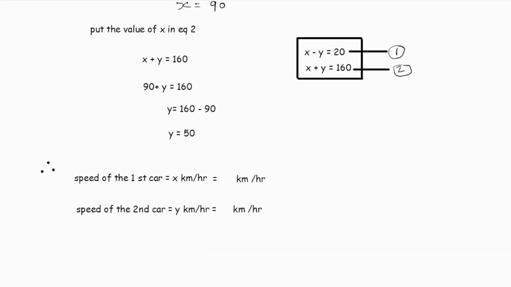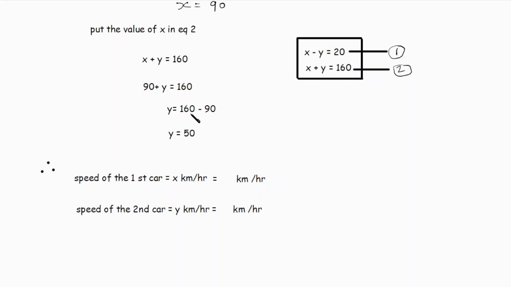So here we got the value of x equal to 90. We can use this 90 by substituting the value in equation number 1 or 2. We already have equation number 1 as x minus y equal to 20, and x plus y equal to 160 as the second equation. You can use either, it is your choice. Now I am going to use the x equal to 90 value in the second equation. So x plus y is equal to 160. Instead of x, I use 90 plus y is equal to 160.